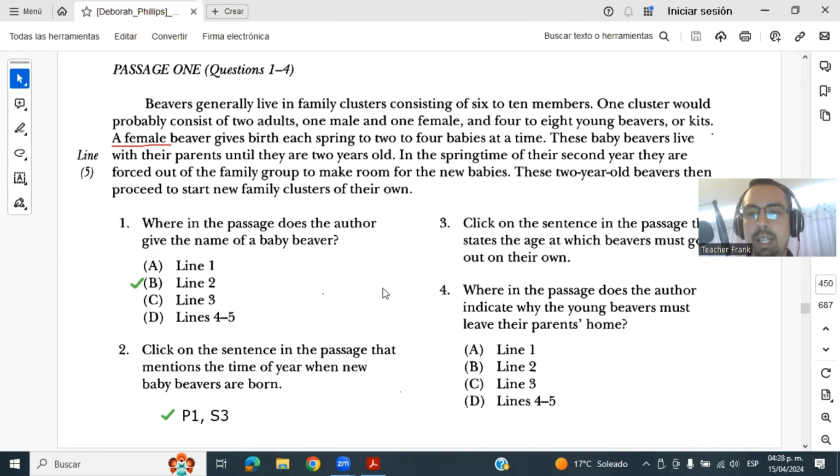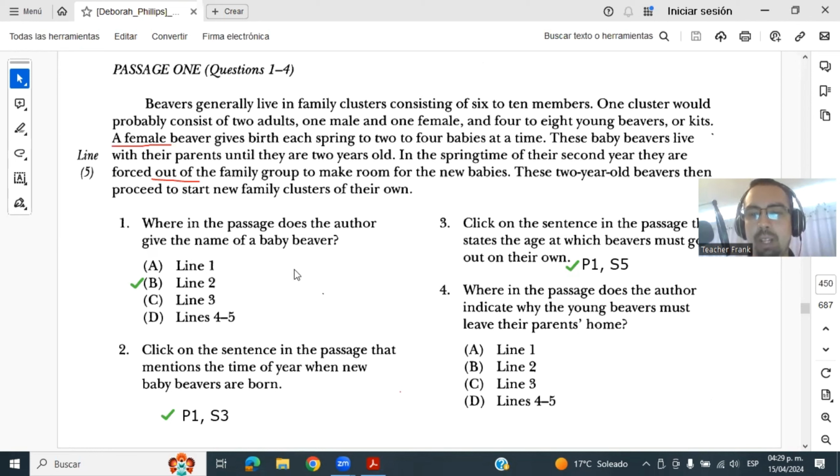Okay, number 3, click on the sentence in the passage that states the age at which beavers must go out on their own. This is going to be paragraph 1, sentence 5. So it says right here, they are forced out of the family group, right? I'm putting the paragraph because in other ones there are going to be like 2 or 3 paragraphs.